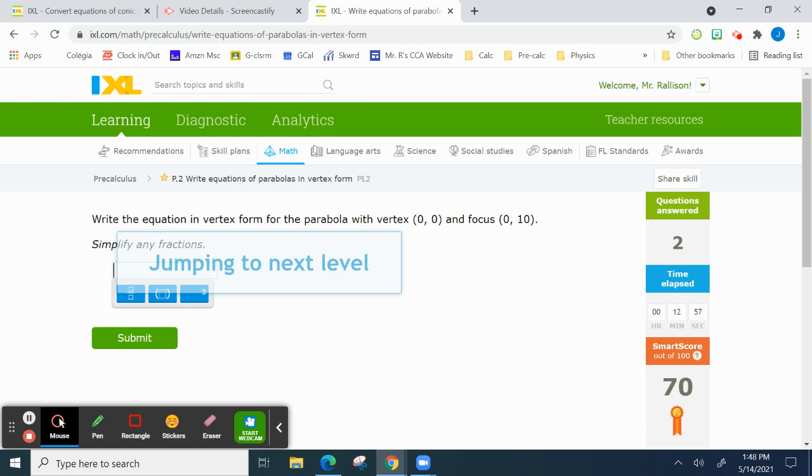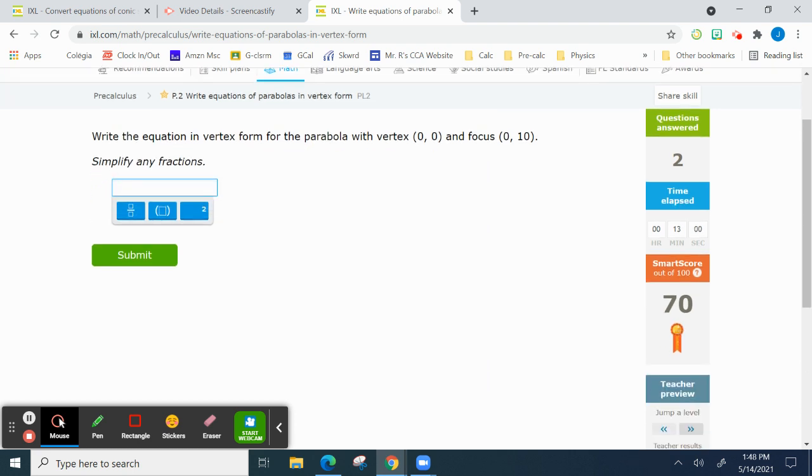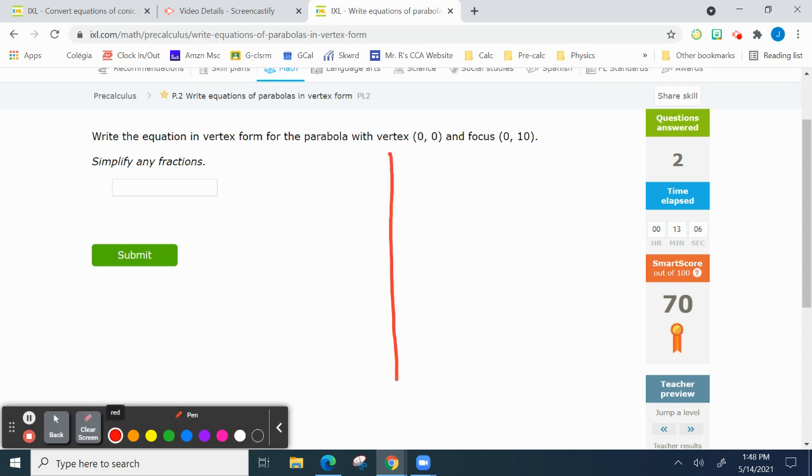I got 5 minutes before class starts. We're up to 70. This is exactly the same as the previous one. You graph it out. The vertex is at 0, 0. The focus is at 0, 10. Was the other one 10, 0? Oh boy, did I do the other one wrong? I might have. Anyway, 0, 0, and 0, 10. Right, so that's c, h equals 0, k equals 0. There's nothing to do there.